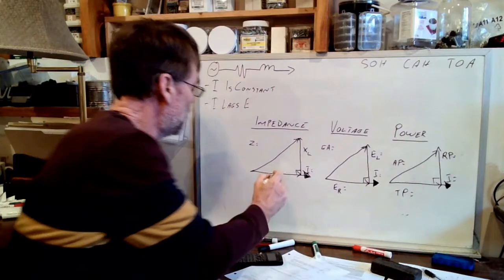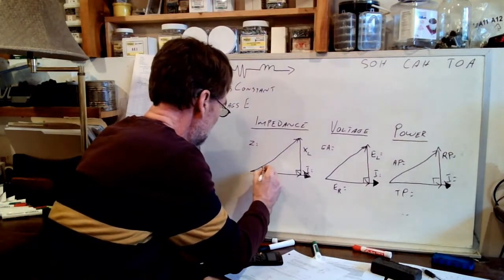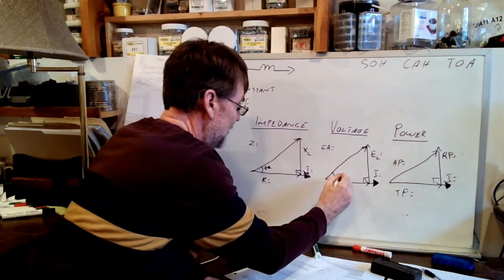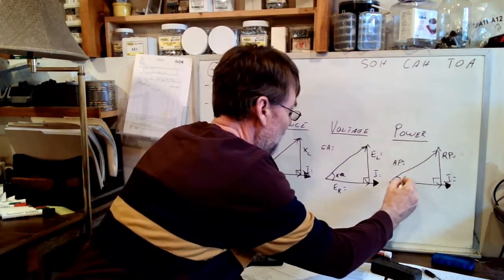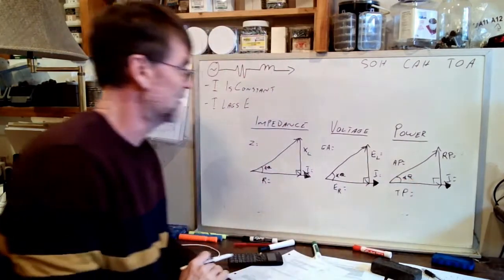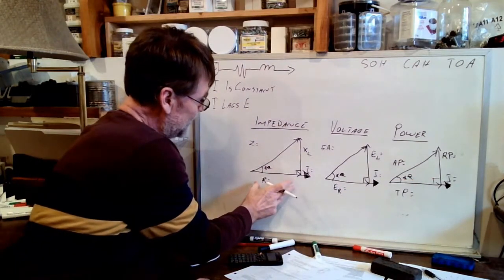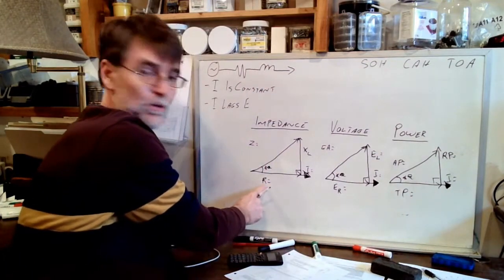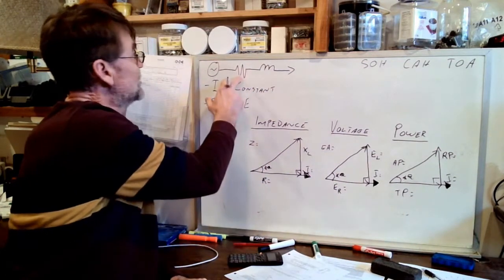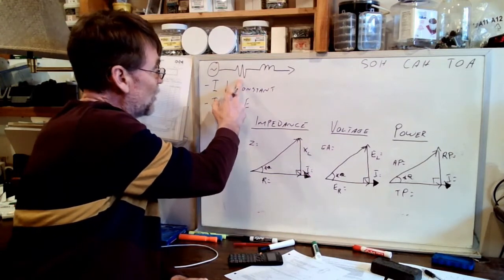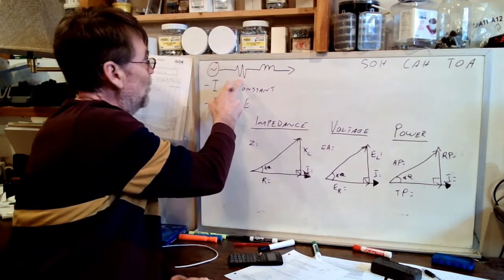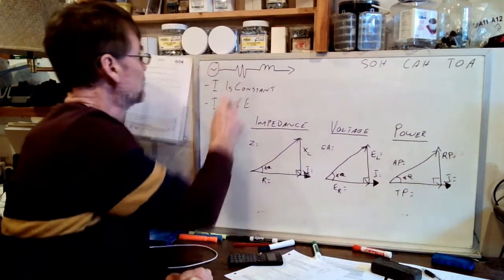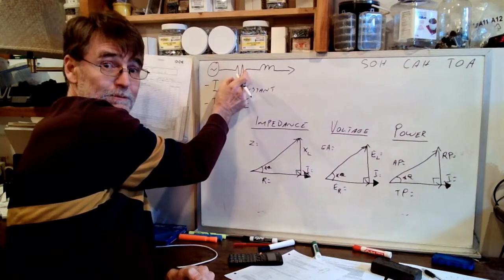What I want you to recognize, so here's the angle theta, which is the same in all three triangles. Whatever we calculate angle theta to be, it's one number for all three triangles. The adjacent is all about the resistor. So what is the value for R? What is the voltage drop across that resistor? And what is the work being done by the resistor? So the adjacent, that side of the triangle, is all about this location in the circuit.